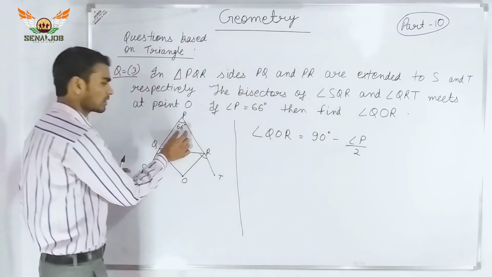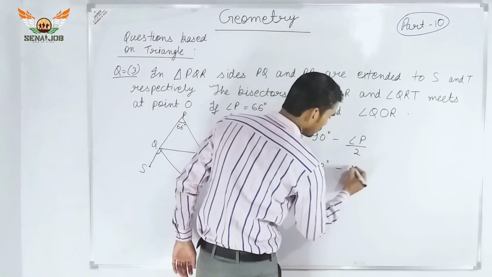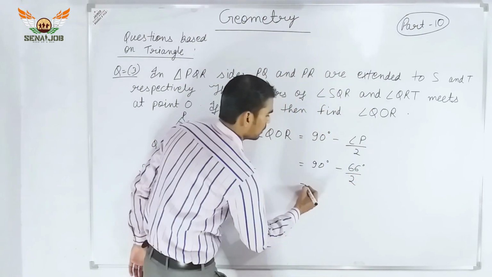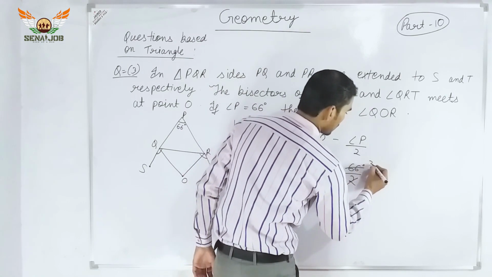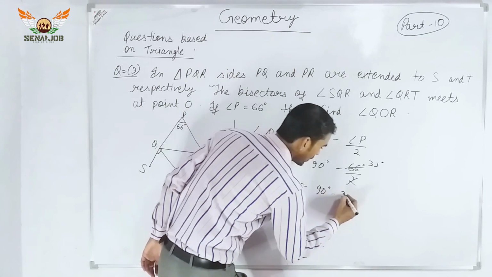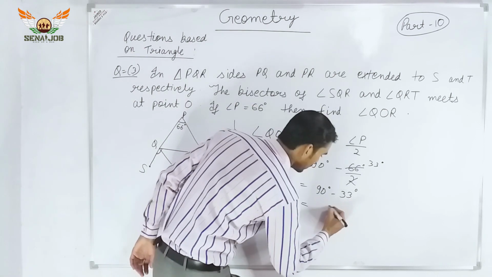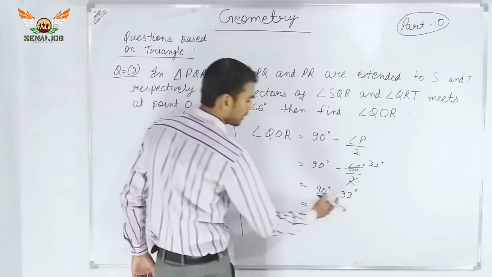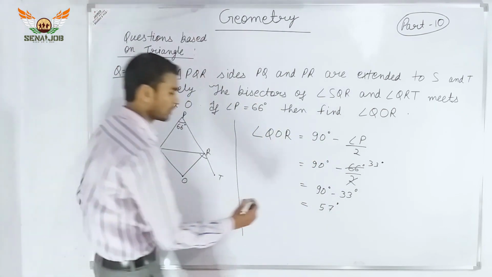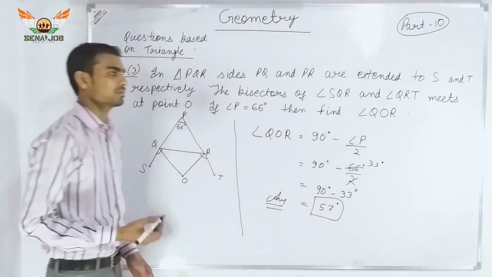So this angle is 66. You have to write down 66 here. So 90 minus 66 upon 2. Okay. Now this will be 3. 2 3s are 6. Now 90 minus 33 degree. So your answer will be 10 minus 3, 7. And this will be 8. 8 minus 3, what comes? 5. Okay. So your answer will be 57 degree.